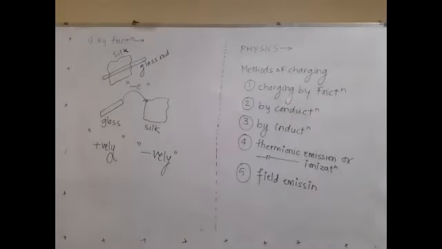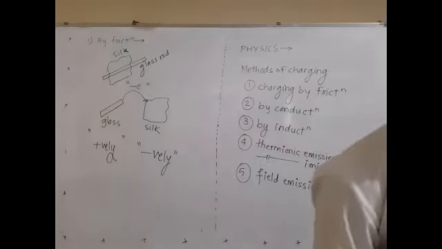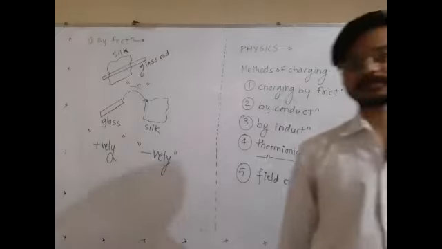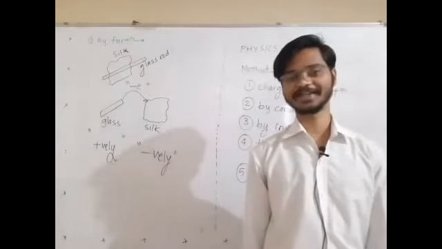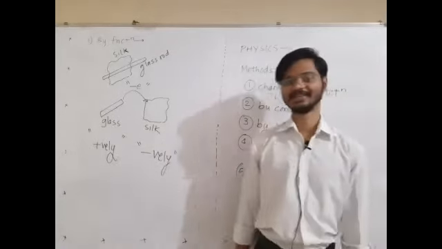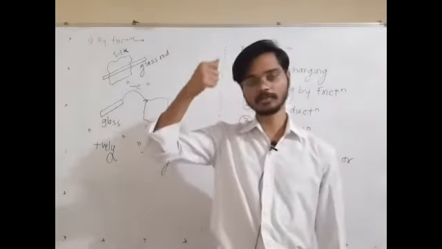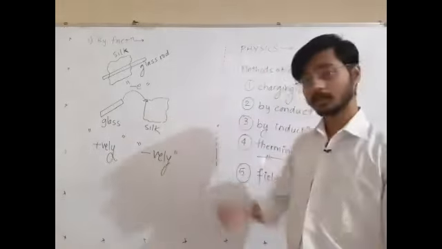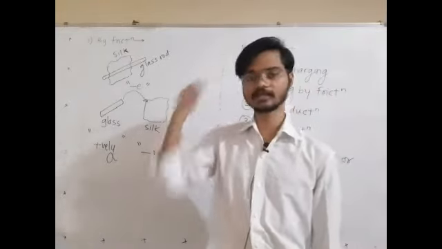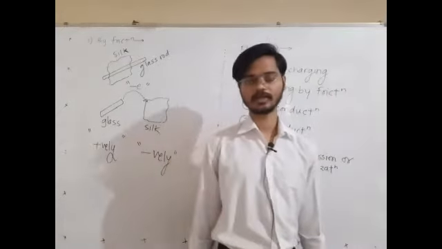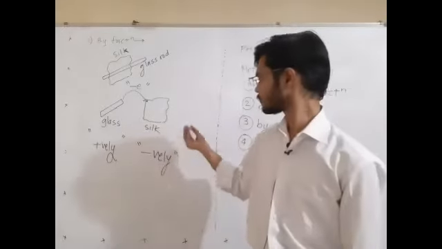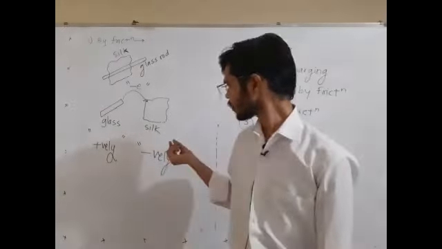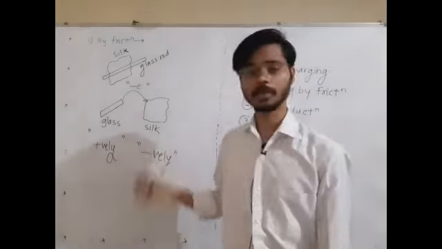Everyone, reply in the chat box. How can charge be given to a body by friction? A simple concept. These things you must have done in your childhood, right? Frictional electricity and so on. You might take a plastic comb and rub that comb on dry hair. Again the charge transfer will take place, and then you can pick up small pieces of paper with that comb.